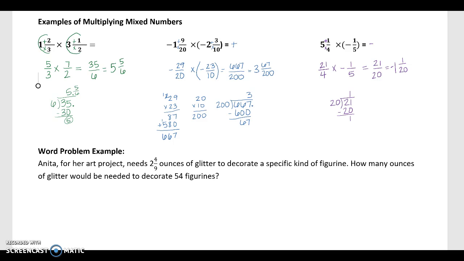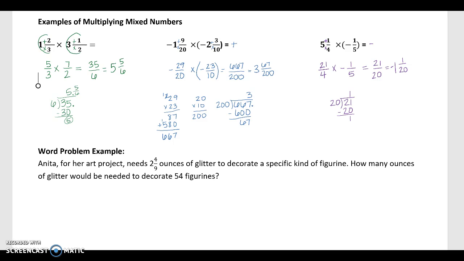Alright, so I went ahead and converted them to improper fractions. Then I multiplied across, and I simplified, or I converted it back to a mixed number, and I used my tic-tac-toe to do a positive times a negative, so that means my answer is a negative.